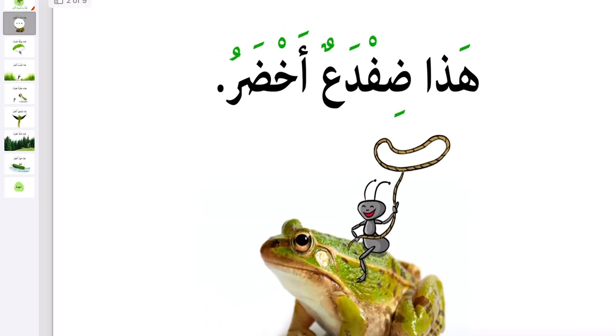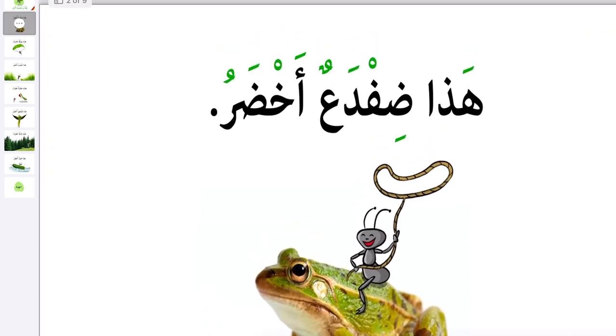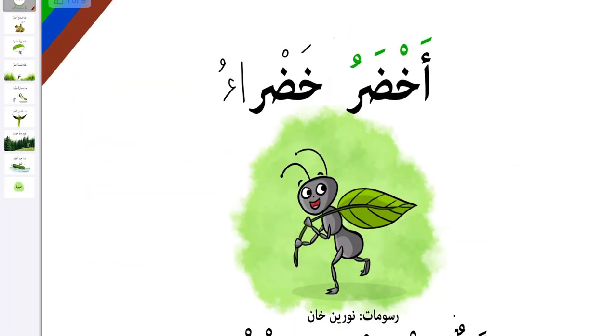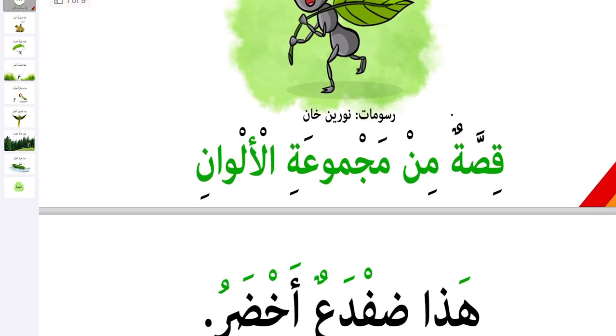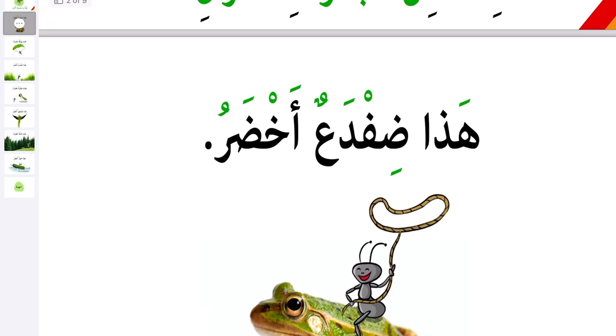This is a green frog. Ye ek sabz mendak hai.